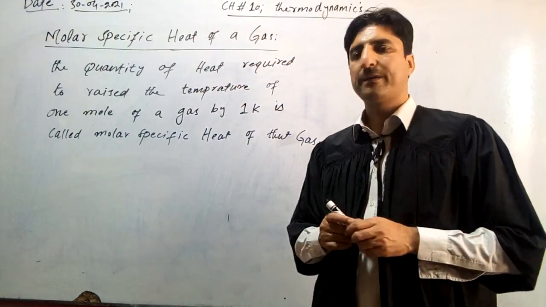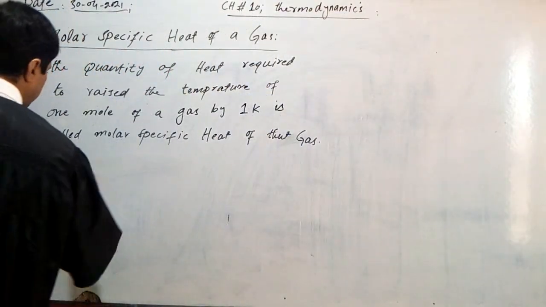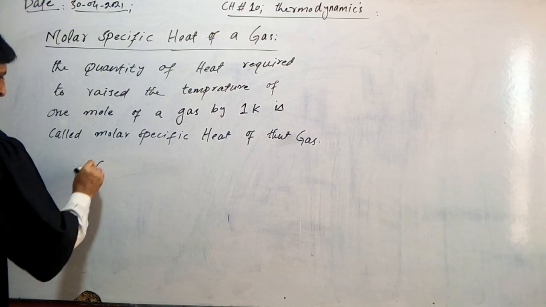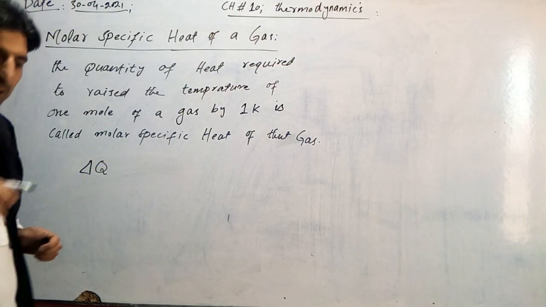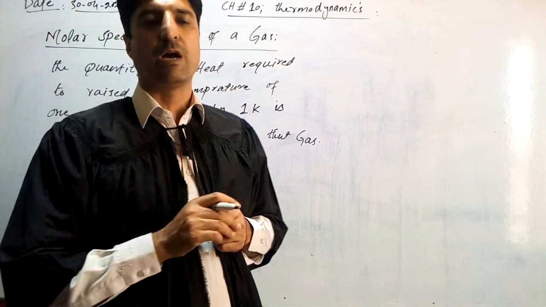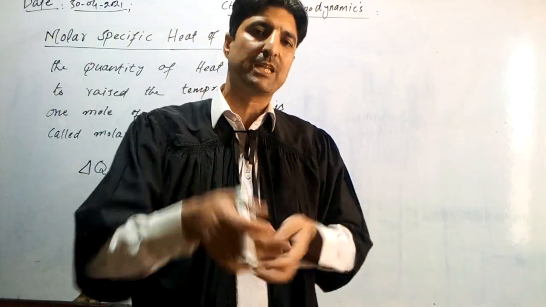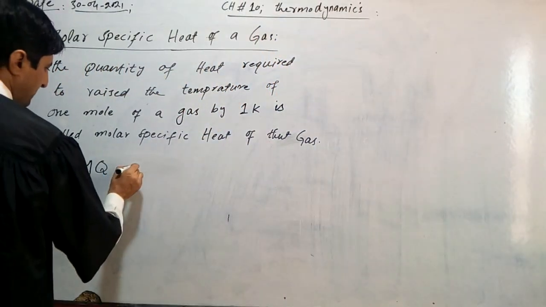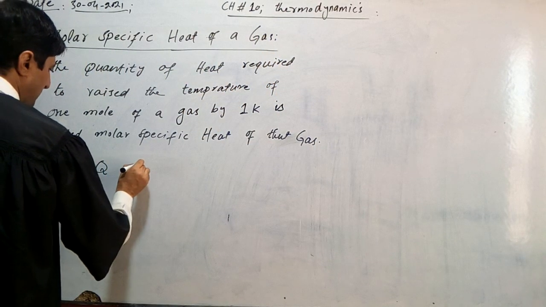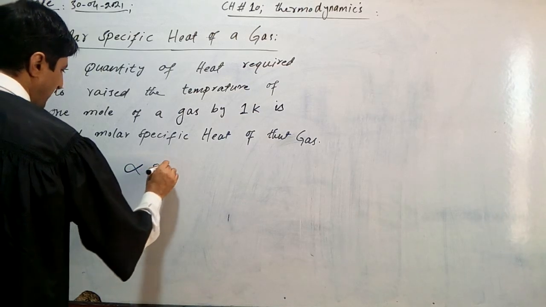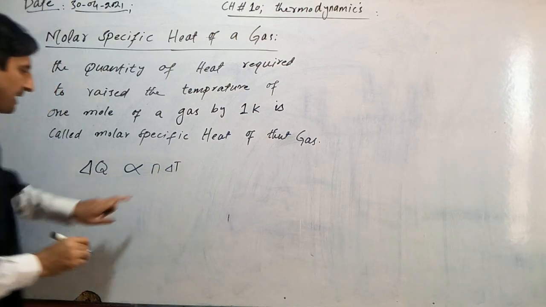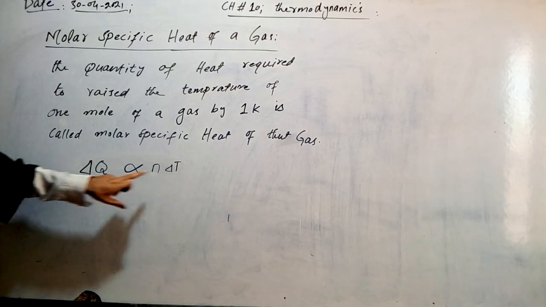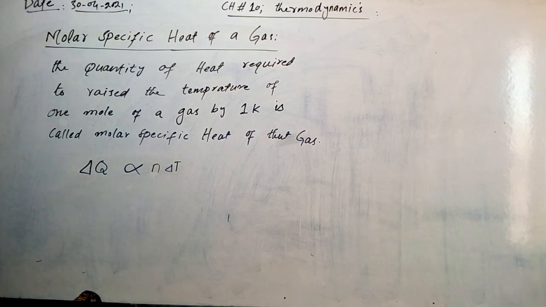Now mathematically we can write it. Let delta Q be the amount of heat required to raise the temperature of n moles of a substance by delta T. Then delta Q is directly proportional to n delta T. Here n represents the number of moles, delta Q represents the amount of heat, and delta T represents the change in temperature.